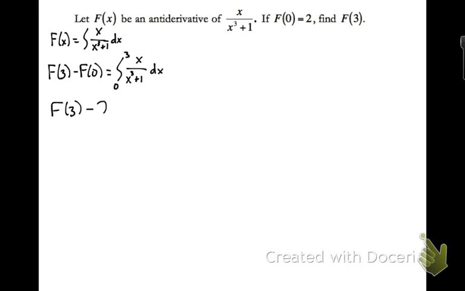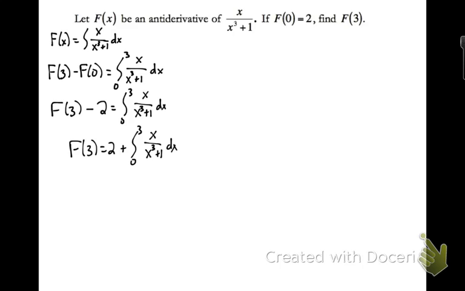F of 0 equals 2, so I'll make that substitution. And if I add 2 to both sides, I've got an expression for what I'm looking for, that F of 3 will equal 2 plus my integral from 0 to 3 of x over x cubed plus 1 dx. And at this point it's just a calculator exercise.